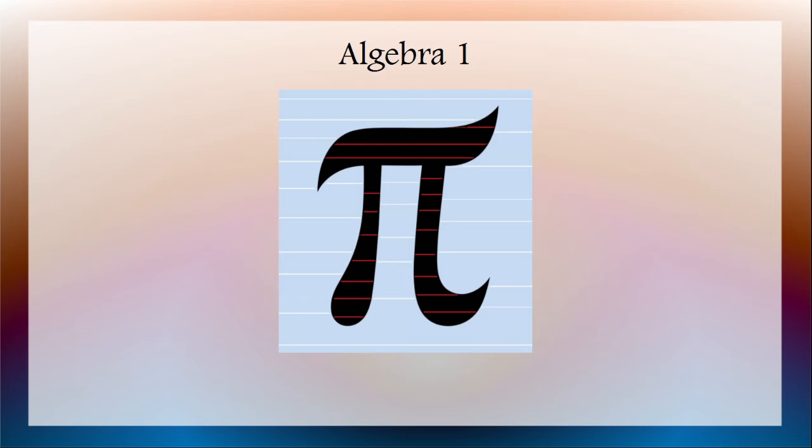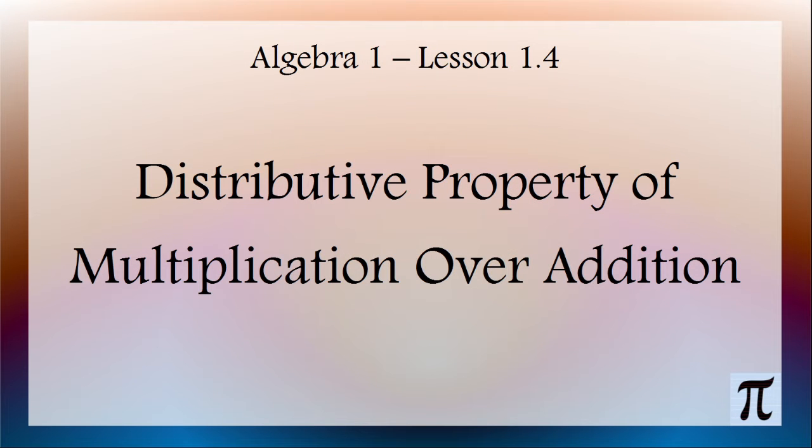Welcome back to the Algebra 1 series. Today we are up to section 1.4, the distributive property of multiplication over addition. So what does that mean?